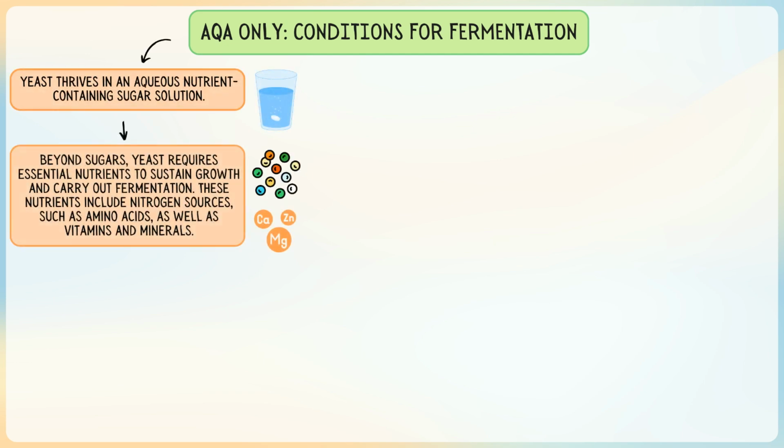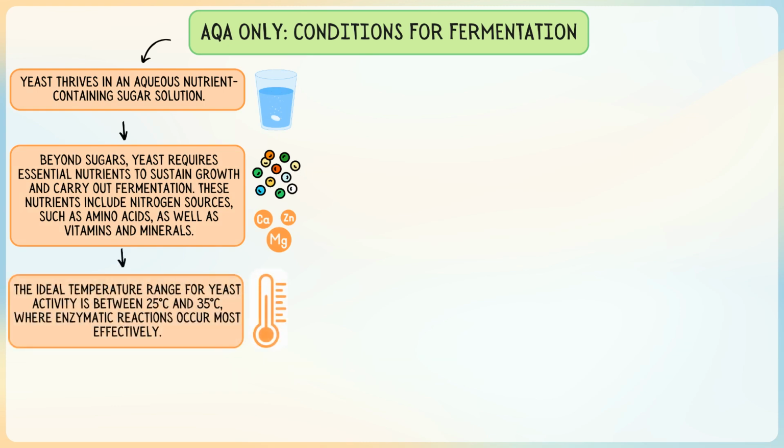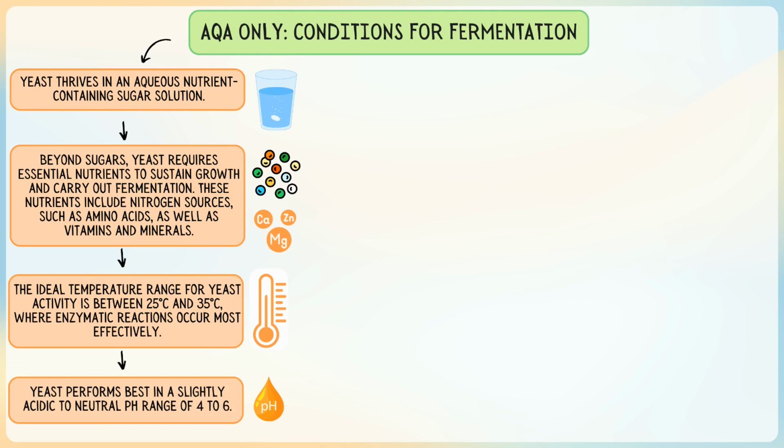In today's lesson, we delved into the optimal conditions for yeast fermentation, crucial for efficient alcohol production. We learned that yeast thrives in an aqueous, nutrient-containing sugar solution. We also learned that the ideal temperature range for yeast activity is between 25 degrees Celsius and 35 degrees Celsius, where enzymatic reactions occur most effectively. Additionally, yeast performs best in a slightly acidic to neutral pH range of 4 to 6.